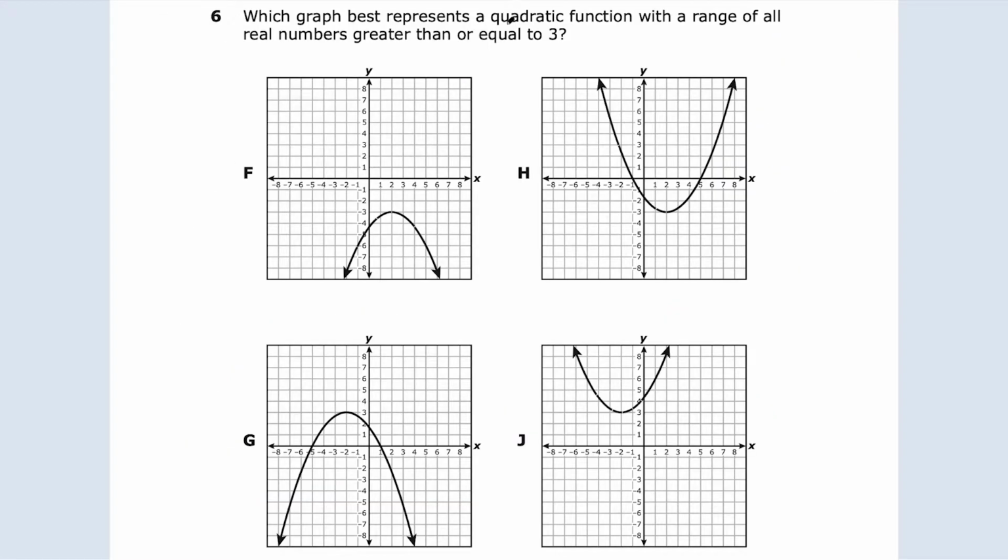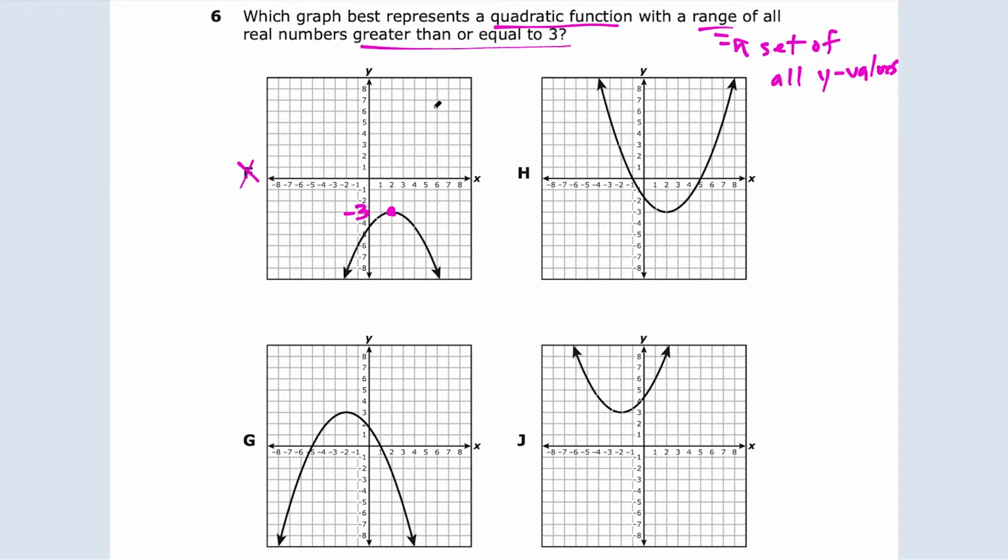Question 6, which graph best represents a quadratic function with a range of all real numbers greater than or equal to 3. So one thing you need to know right away is that range represents the set of all y values. So this represents the y values of the function, and we need the y values to all be greater than or equal to 3. So let's look at choice F. Choice F right away I could see is no good because here the maximum y value occurs at -3.